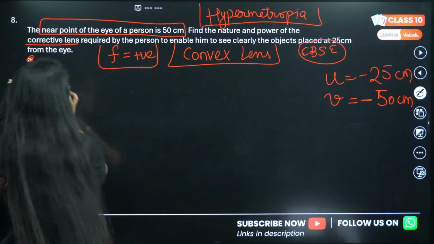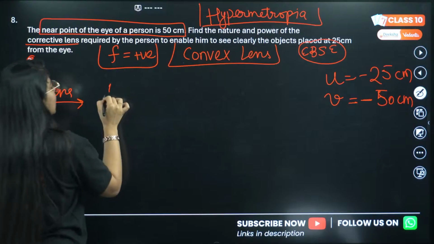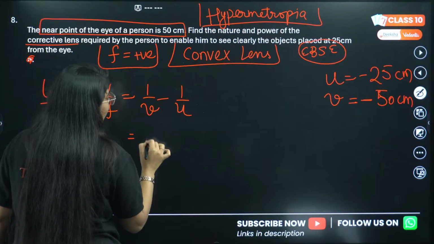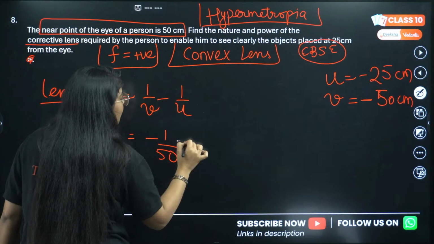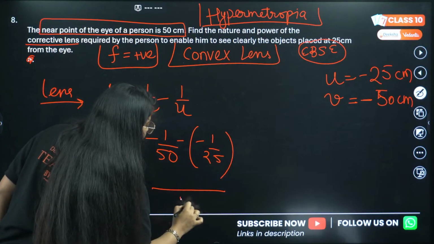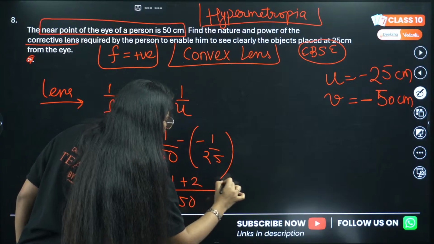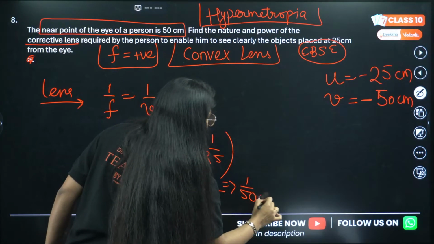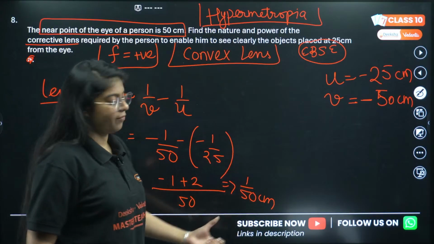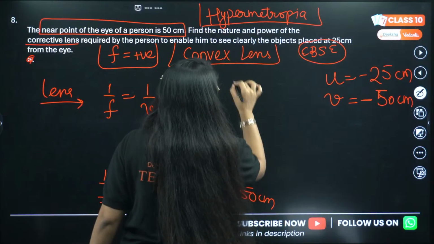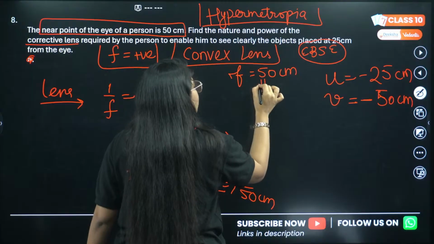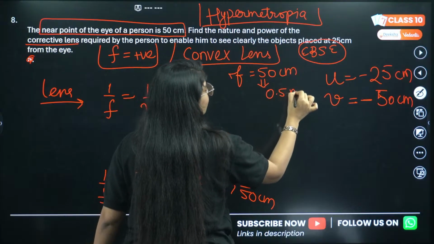So the lens formula is 1 by f equals 1 by v minus 1 by u. So 1 by v is minus 1 by 50 minus of minus 1 by 25. If I take the LCM and solve it, this will be plus 1 by 50 centimeter. This is 1 by f, so the focal length is 50 centimeter. That means it is 0.5 meter.